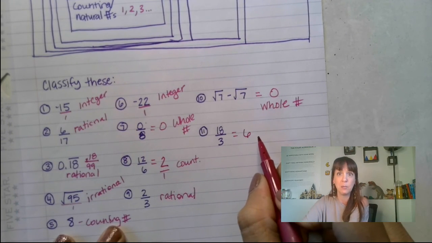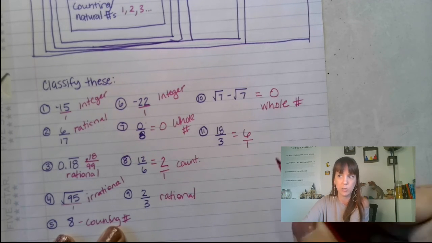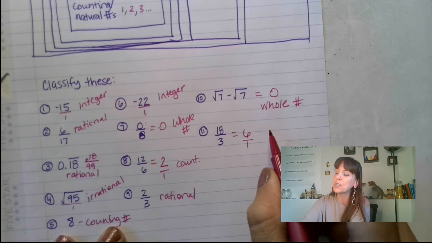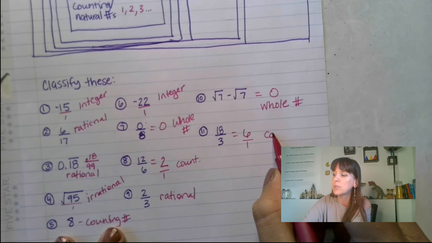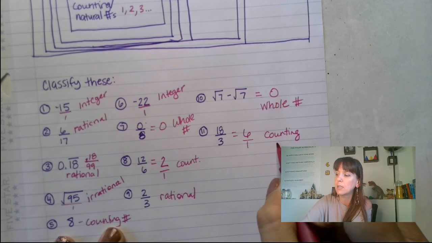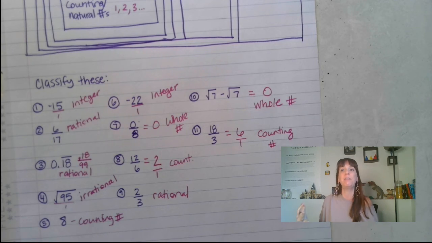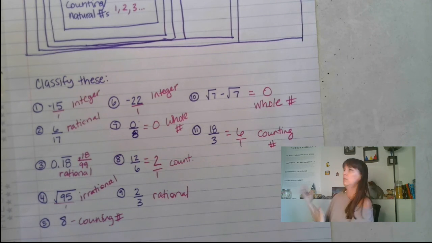18 divided by 3 equals 6. We know that that is definitely rational. It can be written as a fraction. It was written as a fraction. And so it's rational, but it's also a counting number. Counting number. So hopefully that clarified what those real rational, irrational numbers are.